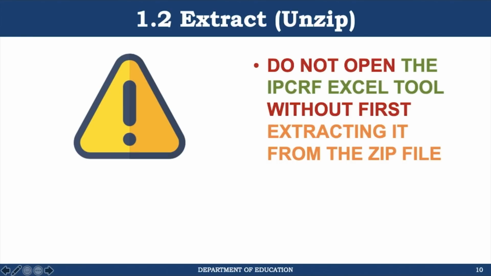It is important that you remember, and I recommend you emphasize this when you cascade to the field, that you should not open the IPCRF Excel tool without first extracting it. In the past, some users have complained that they cannot edit or save the Excel tool, or that the data they encoded is lost after saving and closing Excel. That was probably due to this missed step.